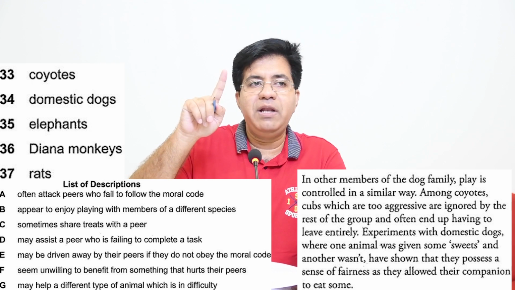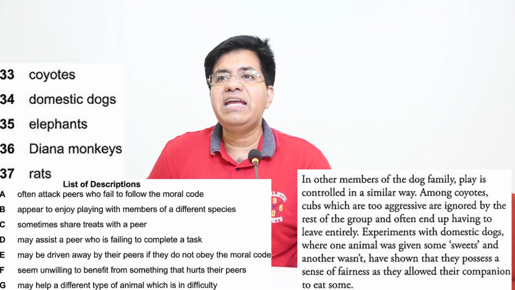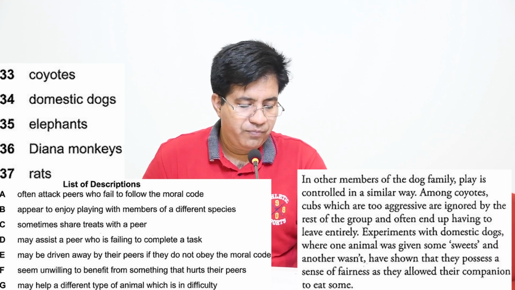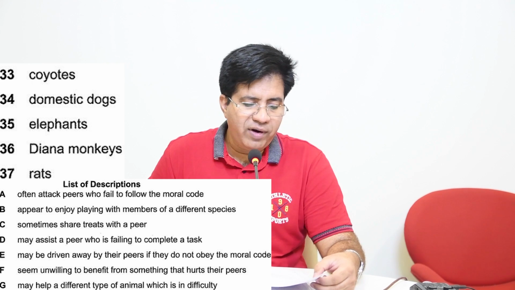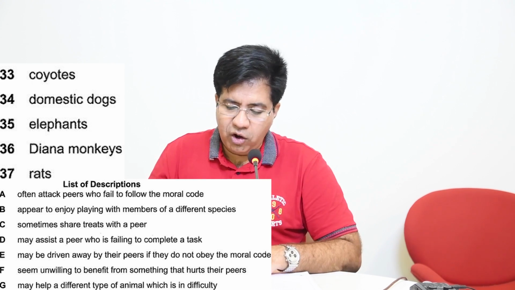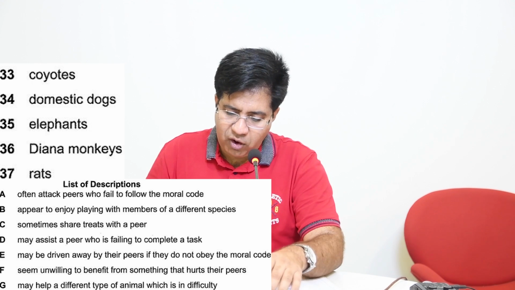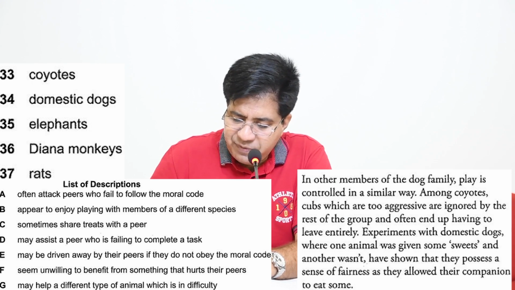And now one option will be used once only. Please cross out E. Will we read E again? No. Got it? 33 we have already answered. Now what is 34? Domestic dogs. Please come back. Where is domestic dog? Same paragraph. Please follow me. Experiments with domestic dogs.